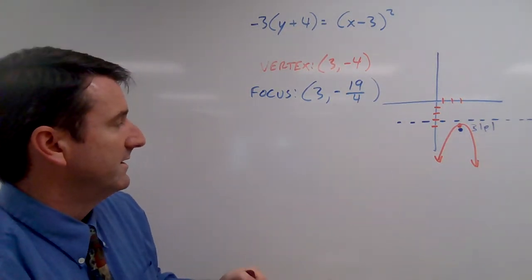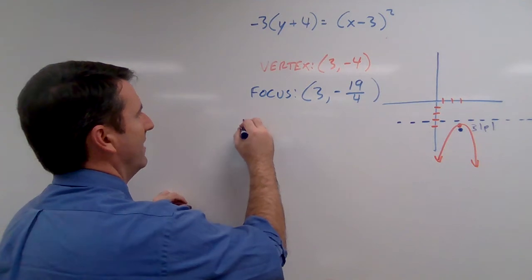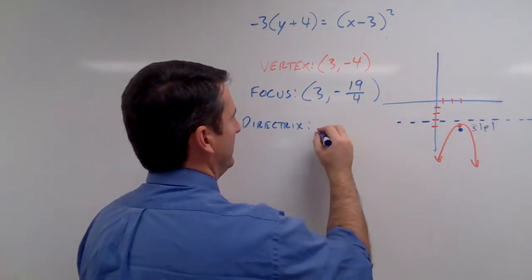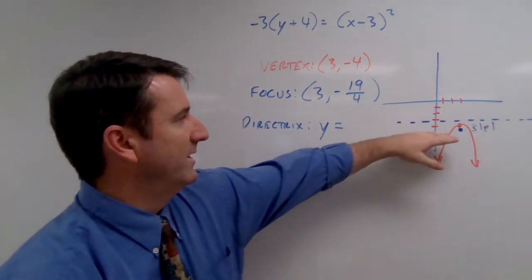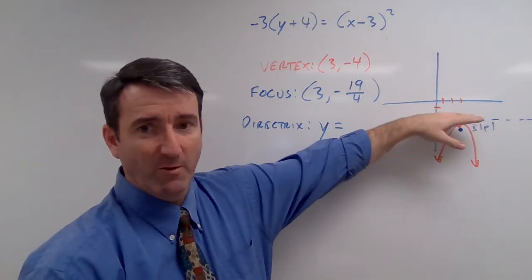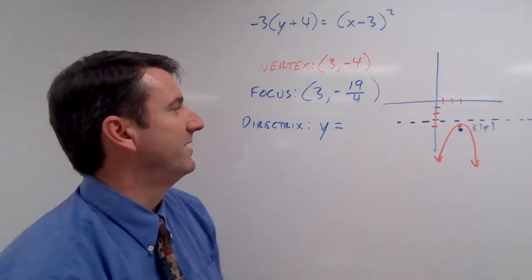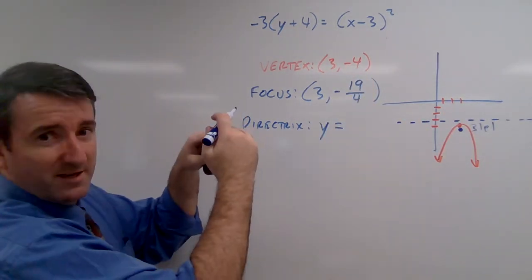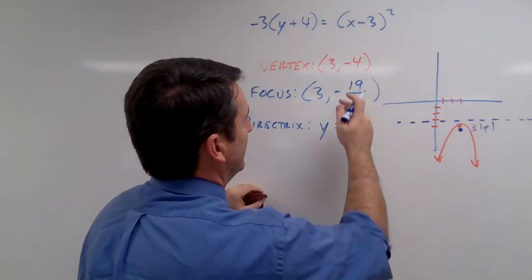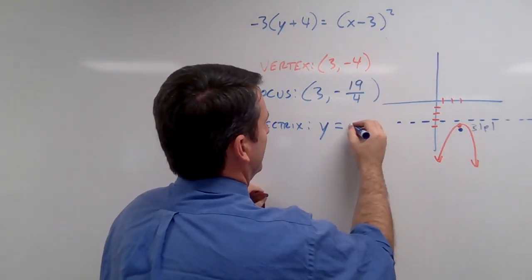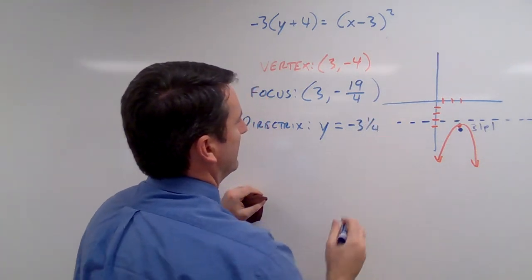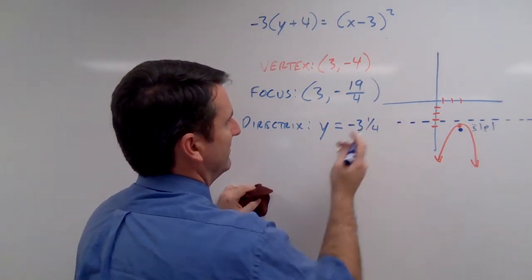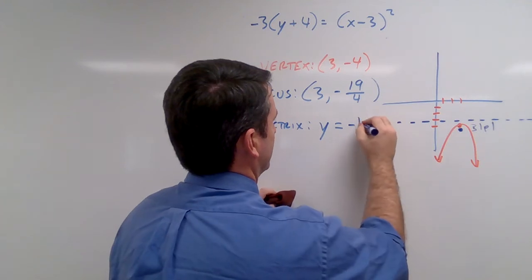So there's our focus. The directrix is going to be a horizontal line. So that's going to be y equals. And it's going to be 3/4, so p units, above our vertex. So our vertex y-coordinate is -4. Our directrix is going to be 3/4 of a unit above that. So that's going to be -3 1/4. And again, let's put that as an improper fraction. So 4 times 3 is 12, plus 1 is 13/4.